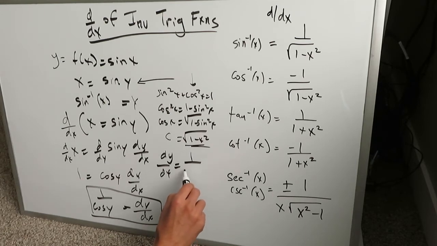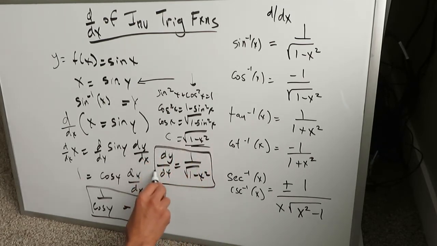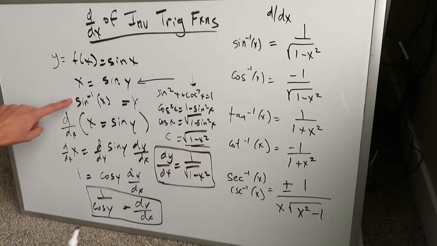You get 1 over square root of 1 minus x squared. This right over here represents the derivative of the inverse sine, because we were looking at the inverse sine over here, weren't we, right? Now look over here, it matches exactly what you have over here.